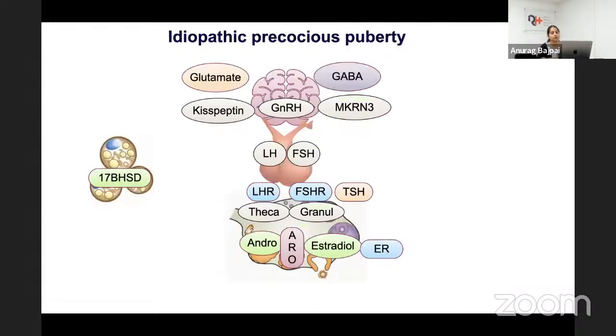Now coming to the most common cause of precocious puberty in girls, that is the idiopathic cause. Here it tends to be autosomal dominant, sex dependent, and the studies have shown that obesity and change in the environmental factors have a great impact on the onset of puberty.